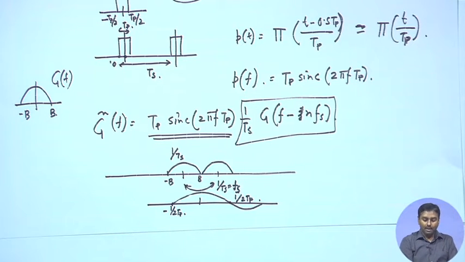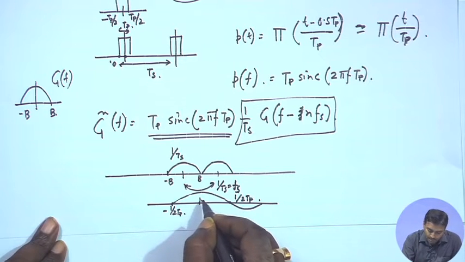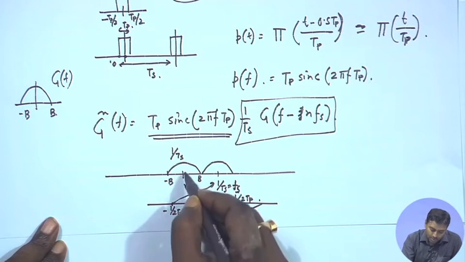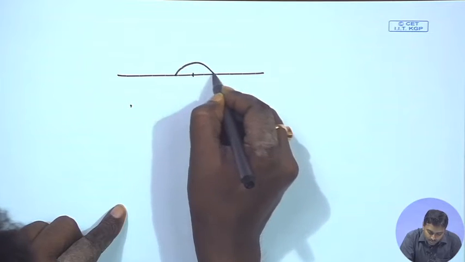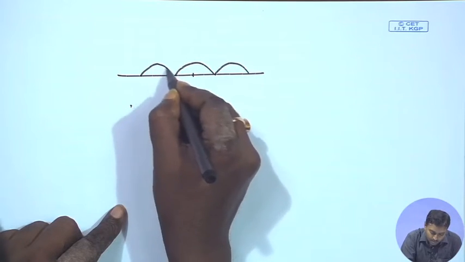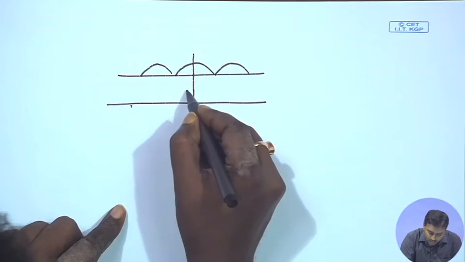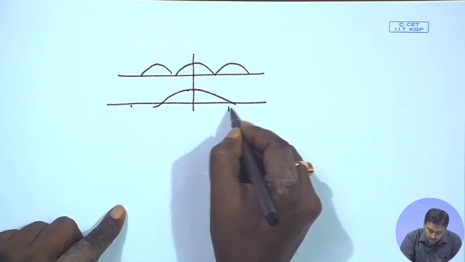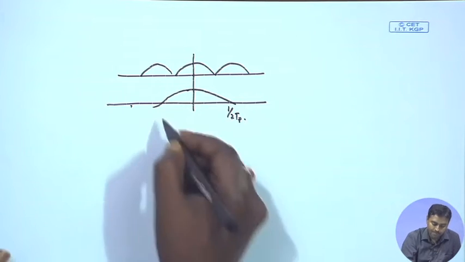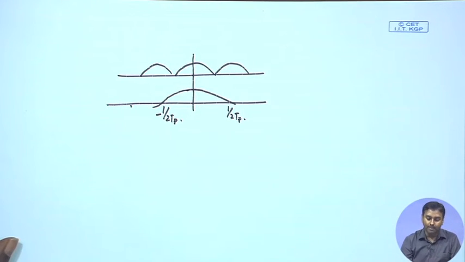Okay. Now, what will happen? Sorry, I have done it a little bit wrong. It should be centered over here. So, let me draw it one more time. So, this is that thing and this is the center. So, this looks like 1 by 2 Tp, okay, and minus 1 by 2 Tp. Now, these two get multiplied.